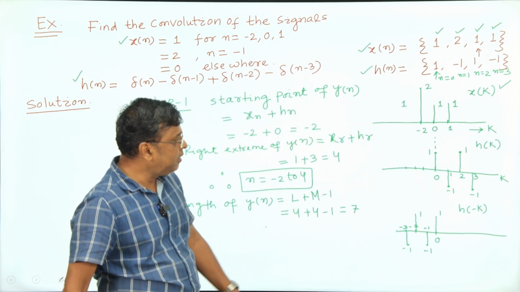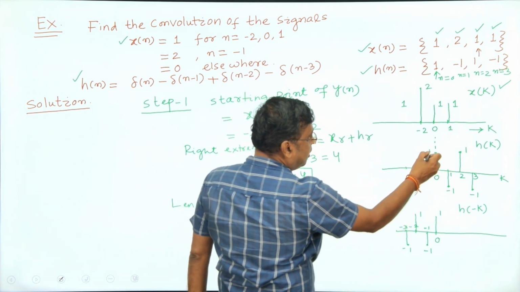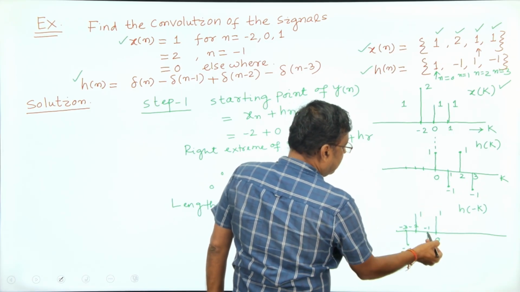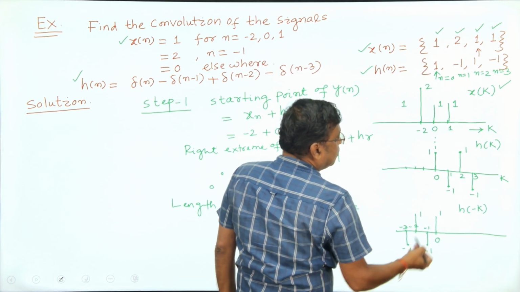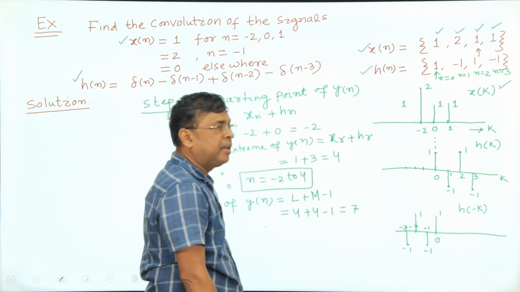Here h of minus k is obtained from h of k like this. If you observe, at k equal to 0, the sample will be the same. Whatever is at 1 goes to minus 1, whatever is at 2 goes to minus 2, whatever is at 3 goes to minus 3. This is all about your h of minus k.